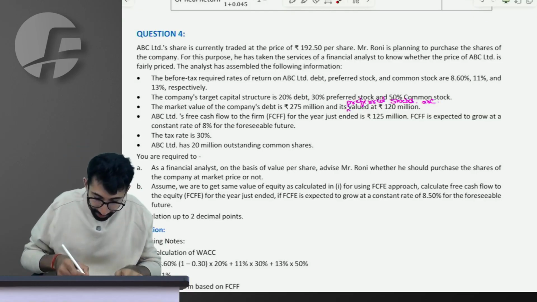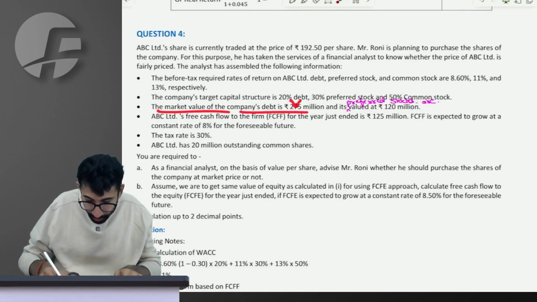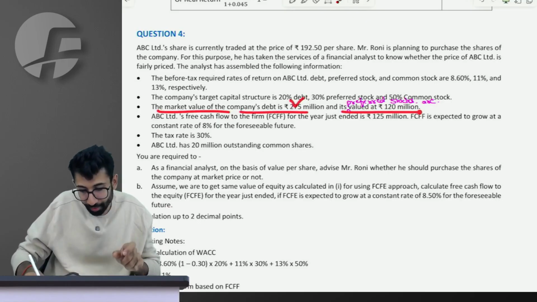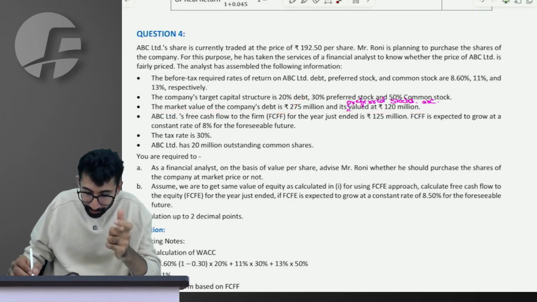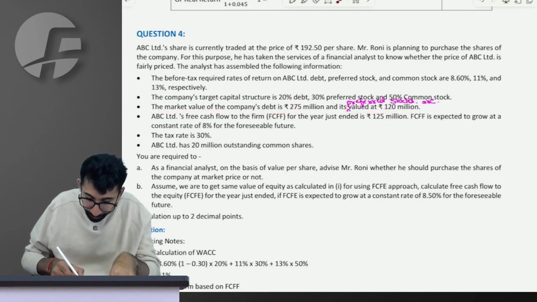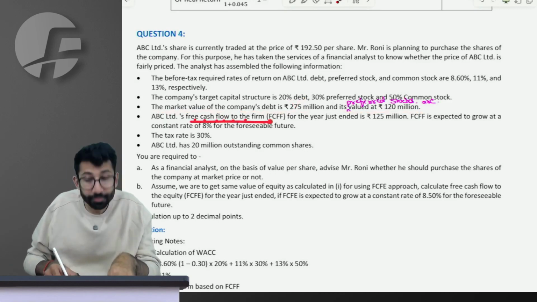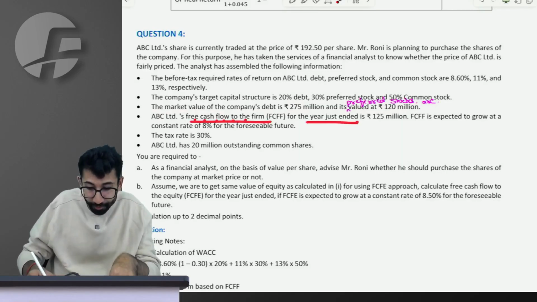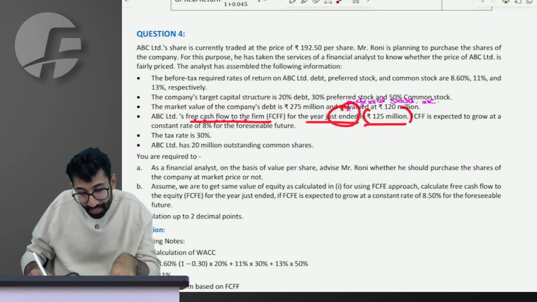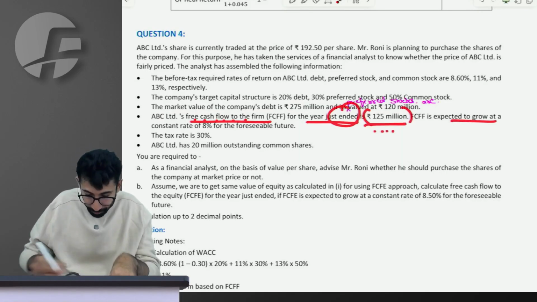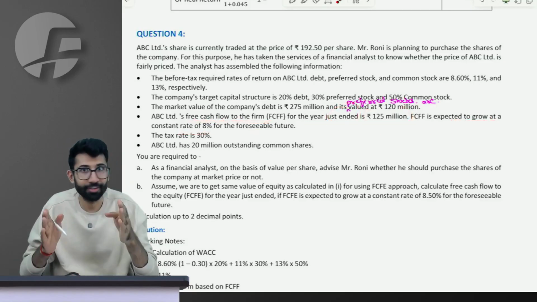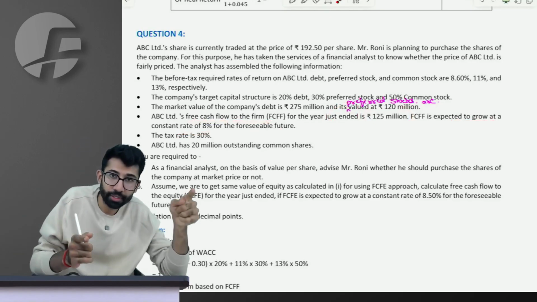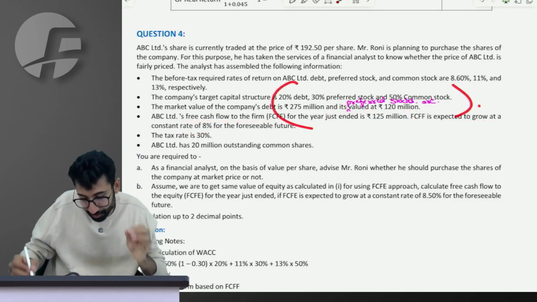The market value of the company's debt is 275 and preferred stock value is 120. So we have been given the market value of debt and preferred equity. ABC's free cash flow to firm for a particular year which has just ended, FCFF, is 125 and expected to grow at the rate of 8% forever. We have FCFF, we have its growth rate, and we have the discounting rate, which is WACC.